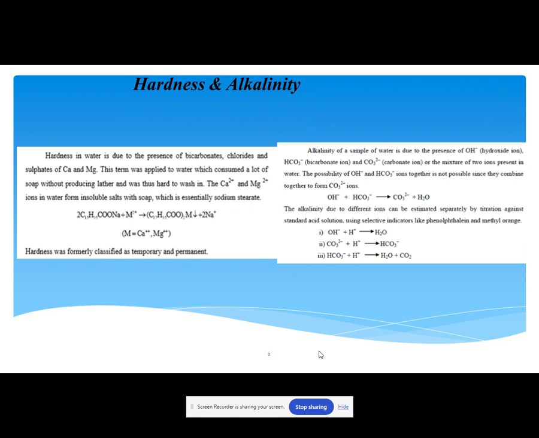essentially sodium stearate. On the other hand, alkalinity of a sample of water is due to the presence of OH- ion, HCO3- ion, and CO3 2- ion. They are hydroxide ion, bicarbonate ion, and carbonate ion. So combinations of these ions are also responsible for alkalinity of water. One combination, OH- and HCO3-, does not exist because they will form CO3 2- in water.